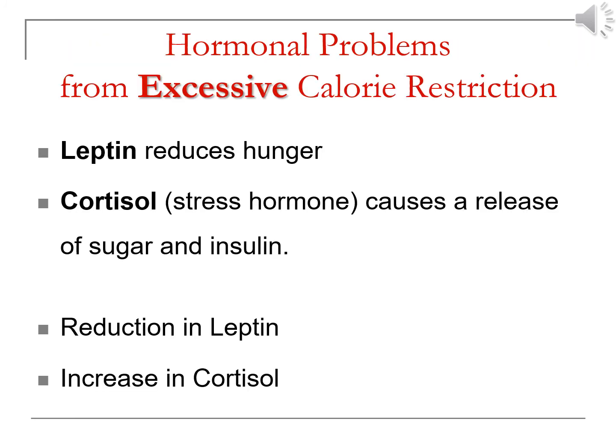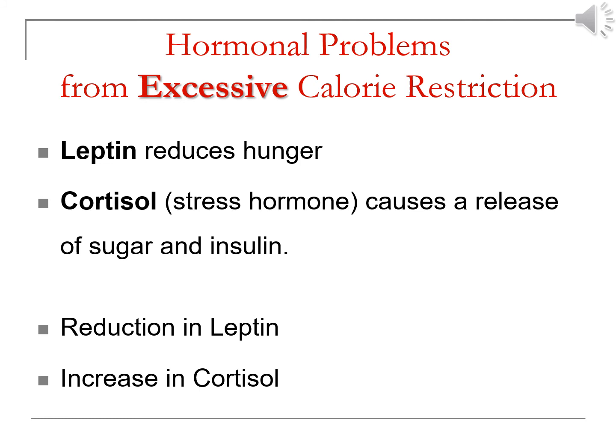Let's take a look at what happens internally when we attempt weight loss through excessive calorie restriction. There are two hormones that are related to weight management complications, and these are leptin and cortisol. Leptin is responsible for reducing hunger and for curbing appetite. Cortisol is the hormone that's released during periods of stress, which causes an internal release of sugar and therefore insulin. Please note that the following problems are related to an excessive calorie restriction, not to just a calorie restriction.